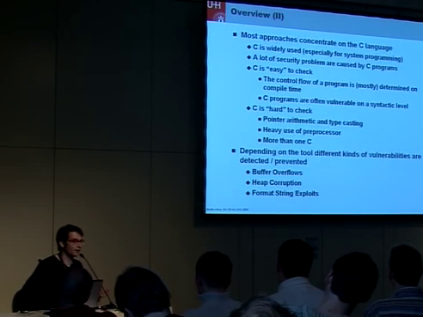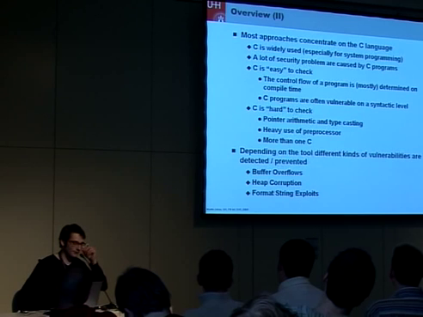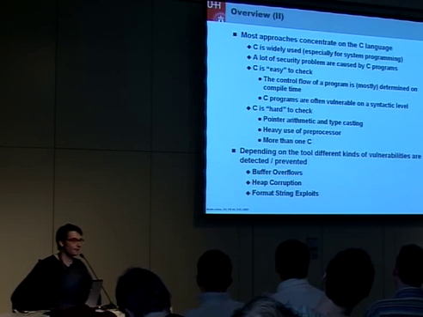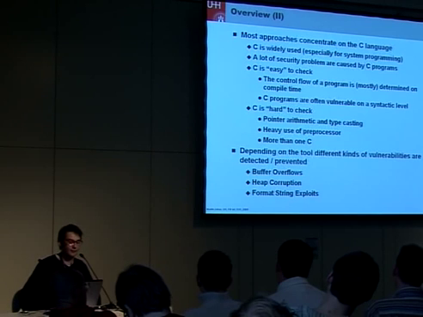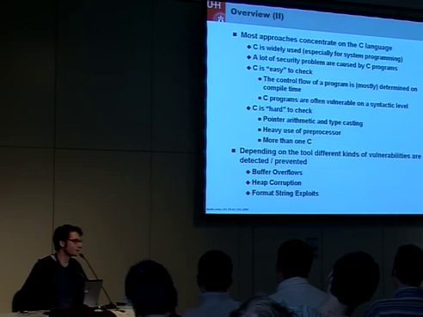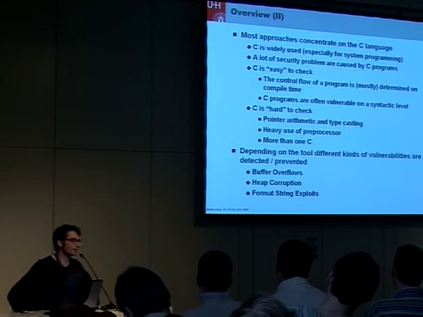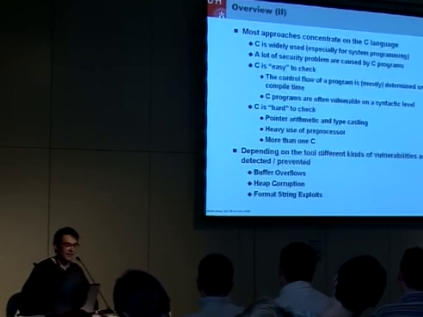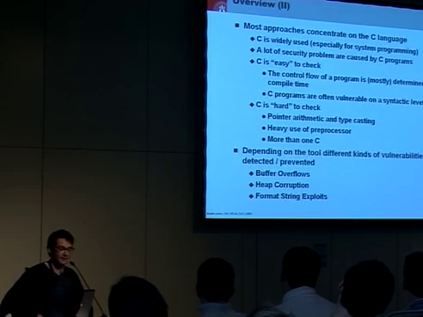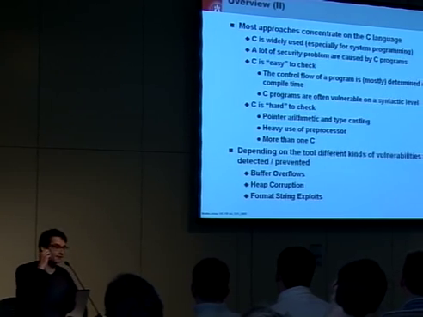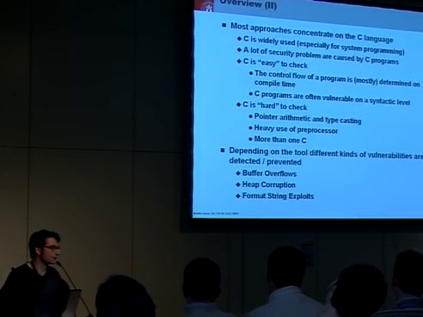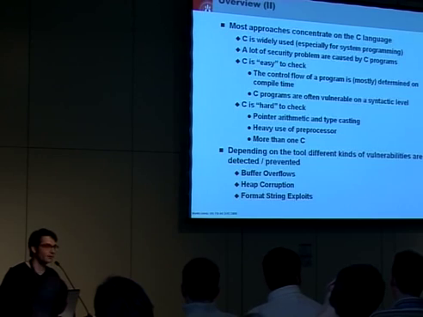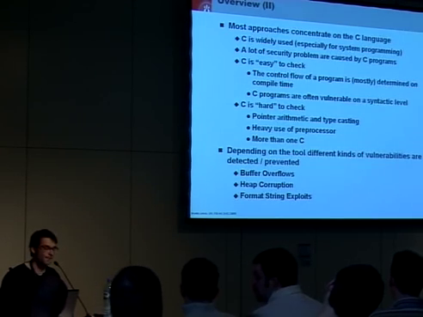Also, C is pretty easy to check. I think this is one of the reasons why a lot of tools look at C but not C++. The control flow of a program, so the stuff that is happening when the program is executed, is mostly determined at compile time. You have something like function pointers, but they are not as heavily used as in, for example, object-oriented programming. And C programs are often vulnerable at a quite easy, unsophisticated, syntactic level. A lot of problems are caused by library functions like strcpy. So if you look at all the string copies, you may have a good idea where at least a couple of your security problems may lie.